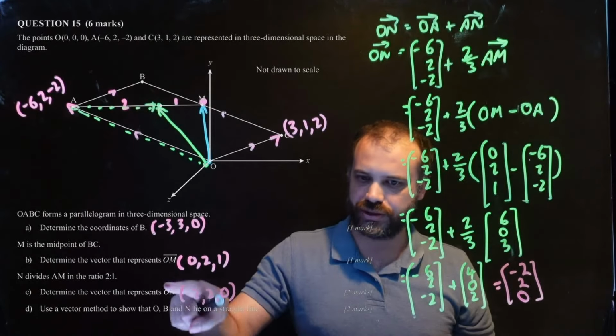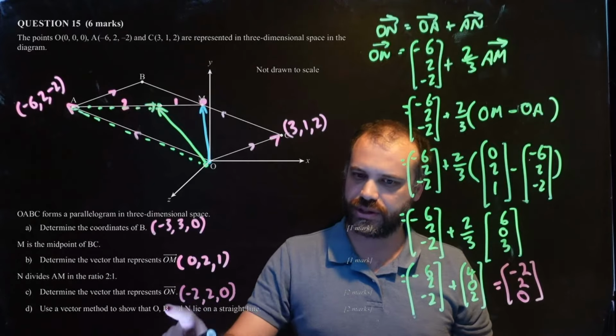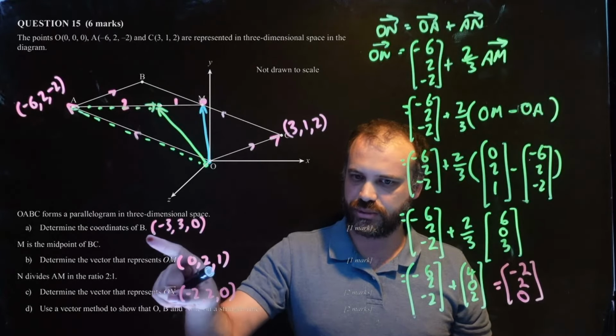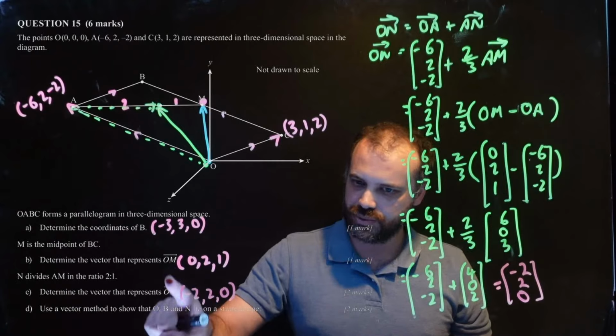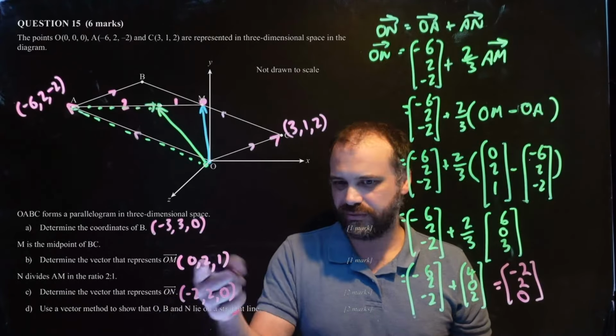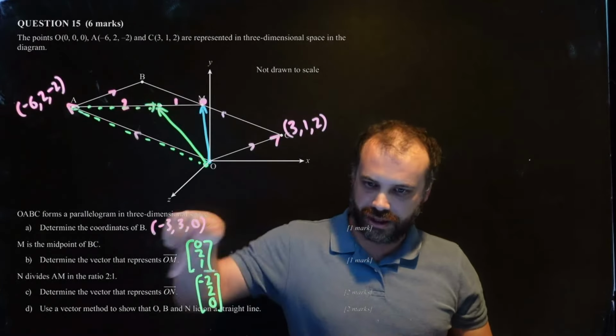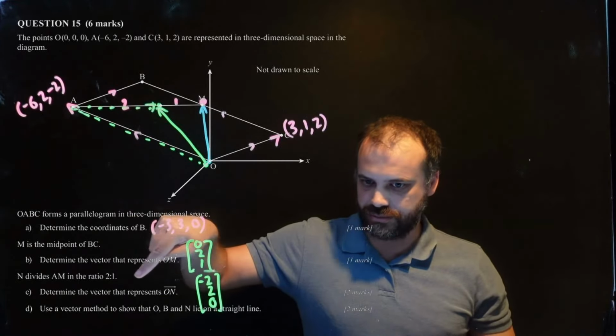Now, I've just written my answer again. I've realized that I'm not happy with these two, because this one says determine the coordinates. That's right. But this one says determine the vectors. We don't write vectors like that. Let me fix that.